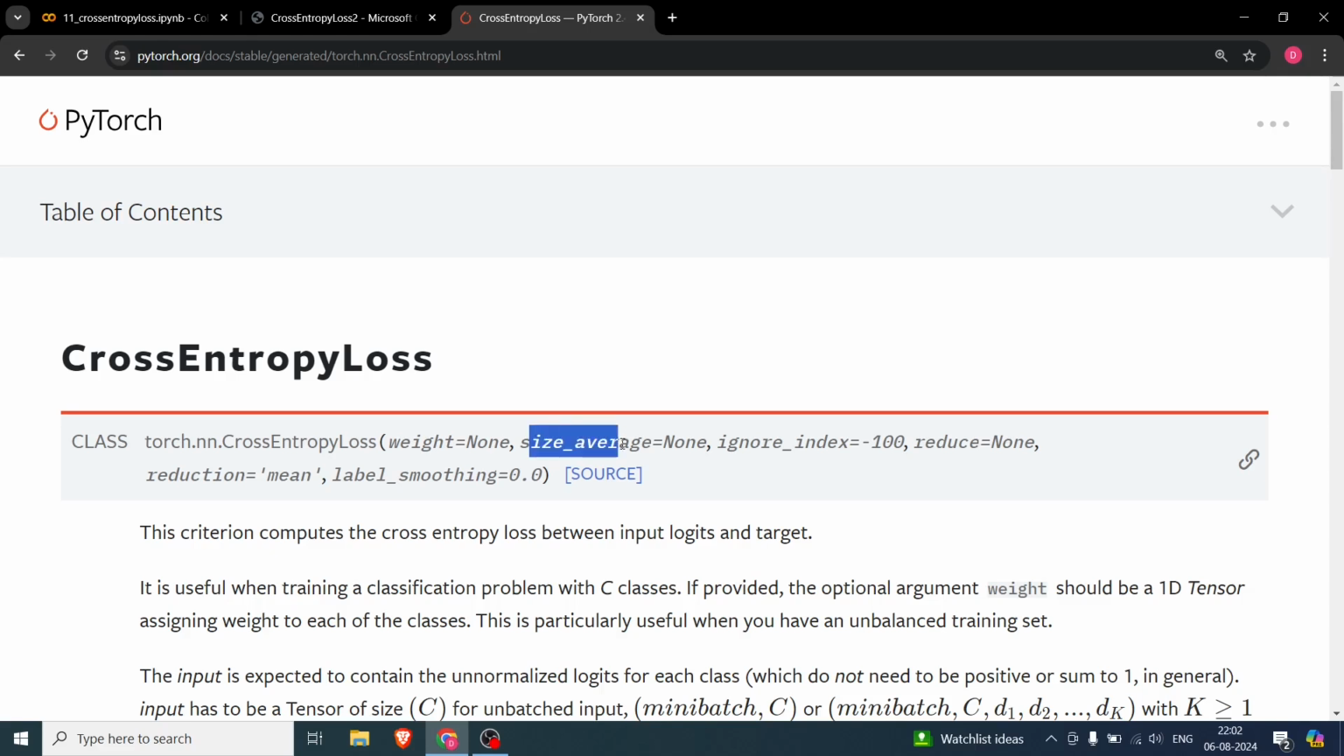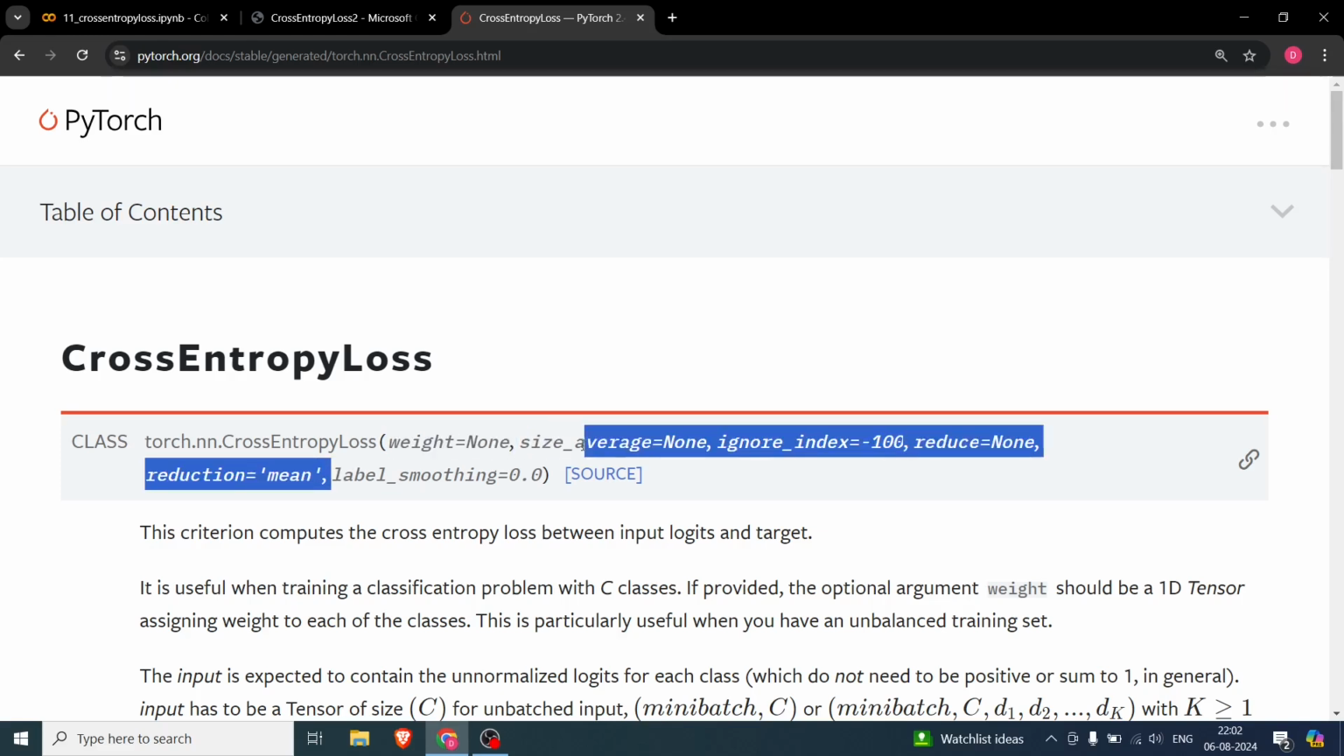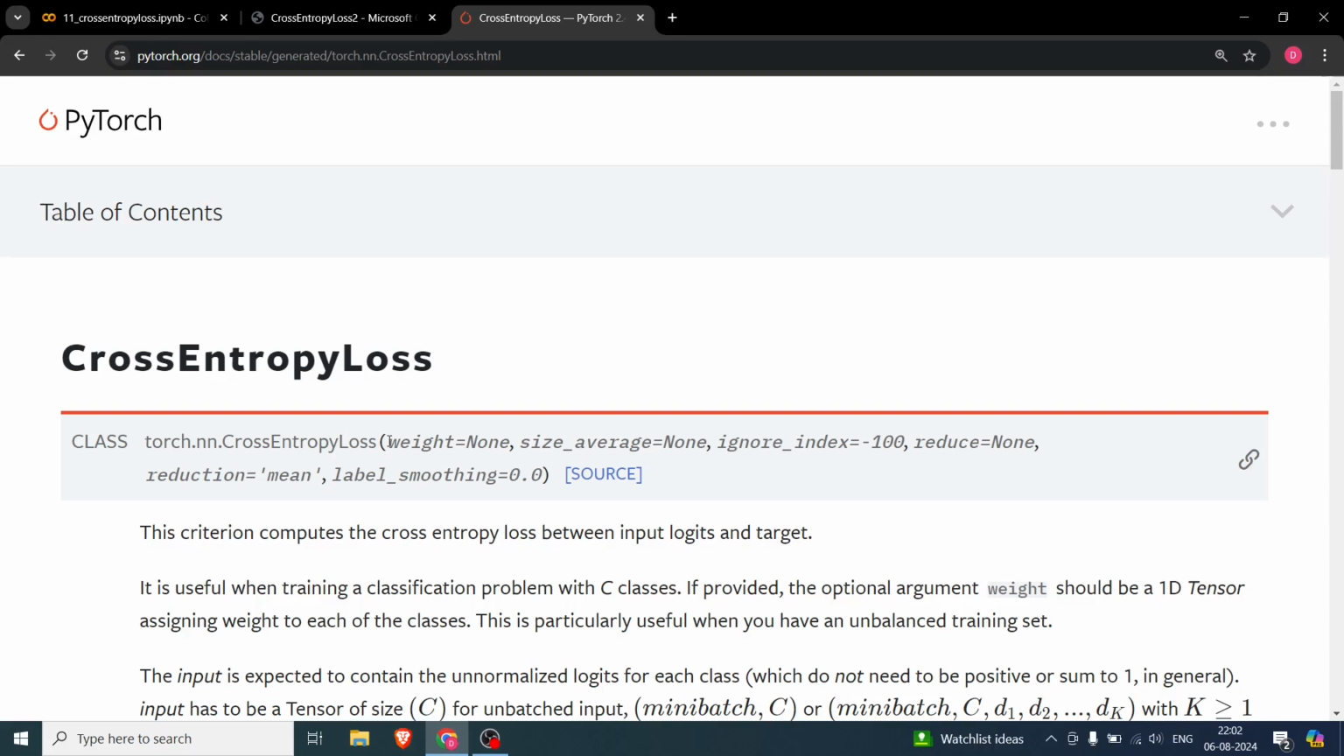I told you that size average and the other one, reduce, have been deprecated, so we will not be discussing that, because that is already included in reduction. Today's agenda is to understand weight and label smoothing. So let's first start with weight. What is weight and why is it none?